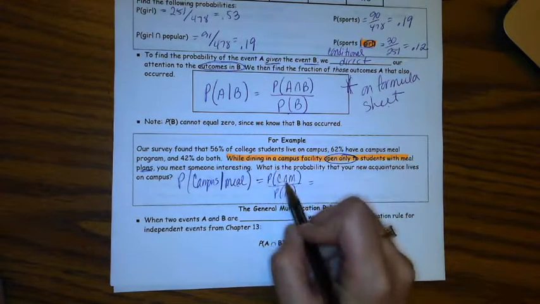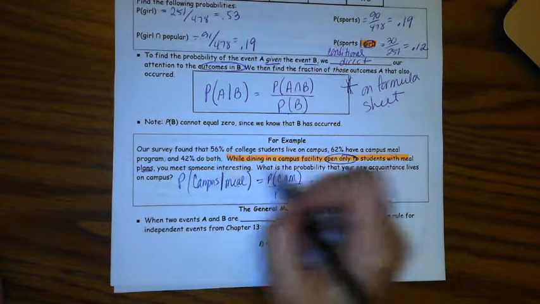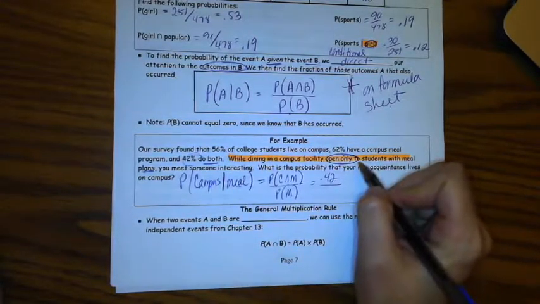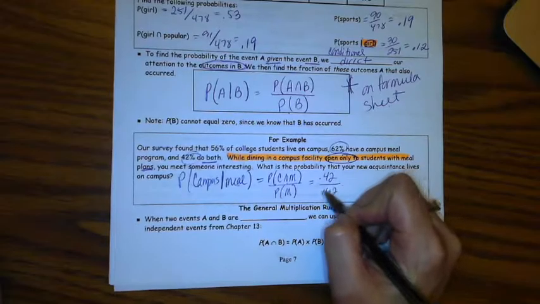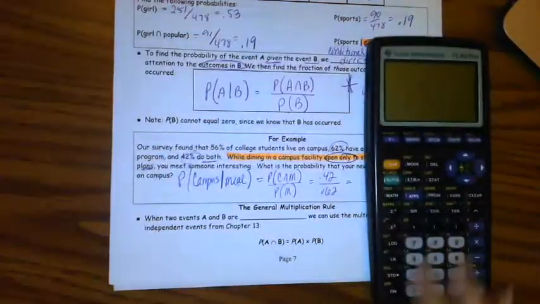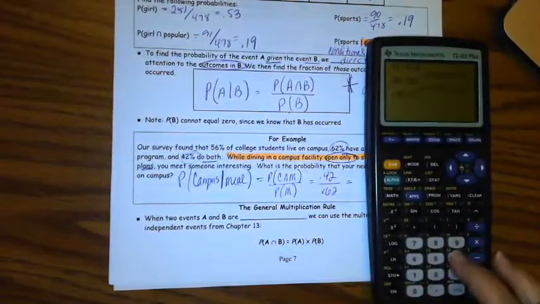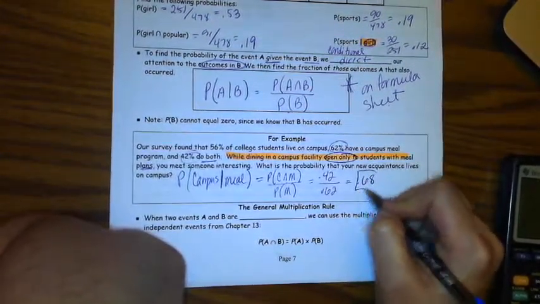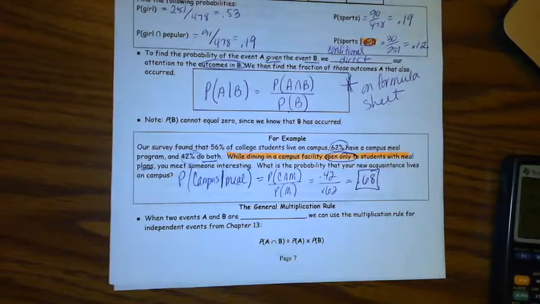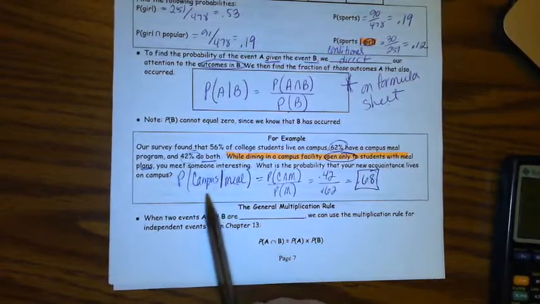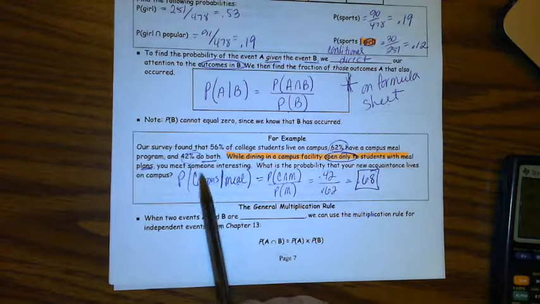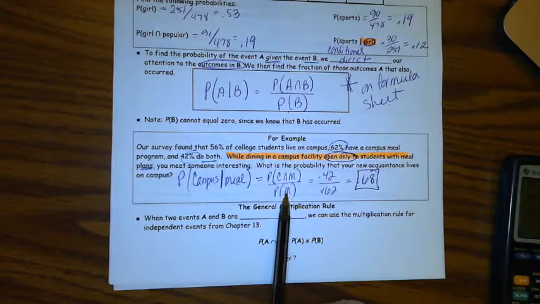So that's going to be, this number is the 0.42 told to me in the problem. That's both. Out of the meal plan people, that's the 0.62. Getting 68%. So hopefully that formula kind of makes sense to you. That given means you're looking only out of that group now. So you want the people in the meal plan group that also live on campus, so that's the both, out of all the meal plan people.